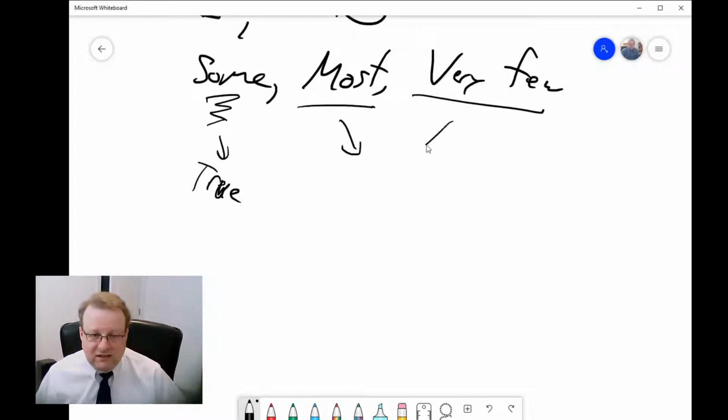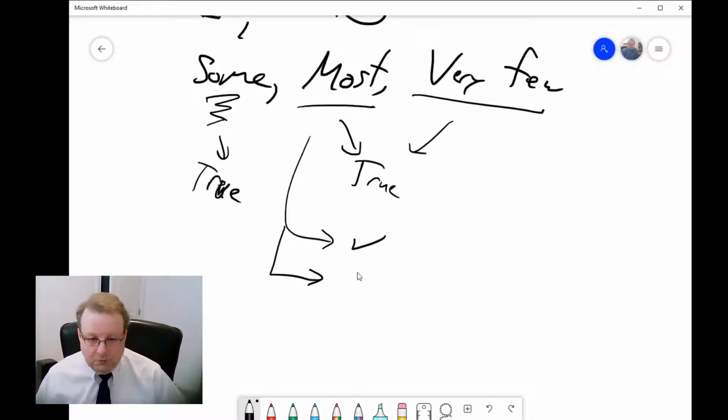It's a little less certain when you have most or very few. They are more likely to be true than false, but it could be specifically designed. If someone said most prime numbers are odd, it would be true. If they said most prime numbers are even, it would be false. So we do have to keep in mind the context. So these are not guaranteed hard and fast rules every time, but they are rules that will help you watch for keywords to give you that extra edge to go through.